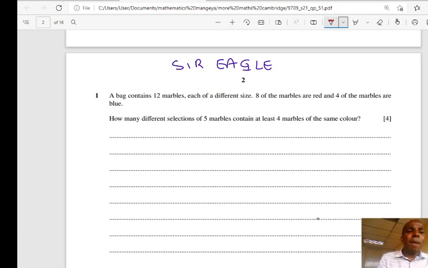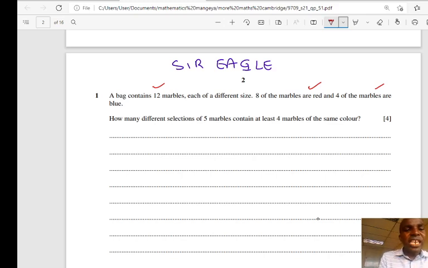Right. In the bag, in total there are 12 marbles, each of different size. 8 of the marbles are red, 4 are blue. How many different selections of 5 marbles? So we want to make a combination of 5 marbles, which contain at least 4 marbles of the same color.